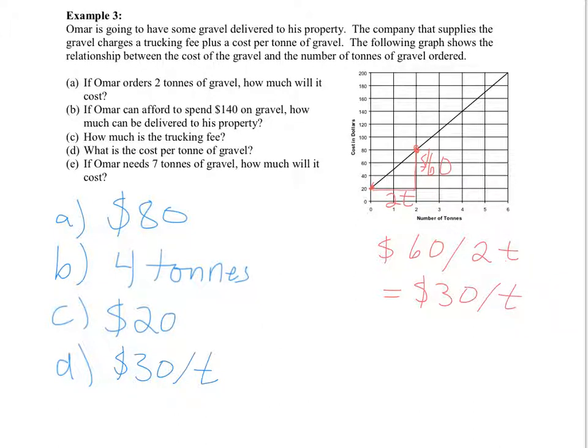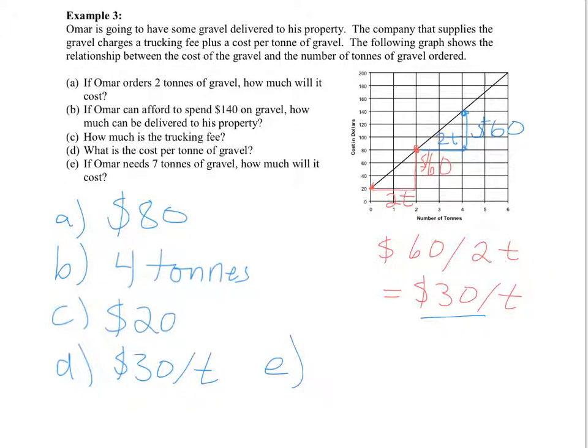Now, the key on this is just to remember that because of the trucking fee, it starts here, and 2 tons of gravel is going to cost an extra $60. If we did it again and went to 4 tons of gravel and used this point here, we would find the same difference. From here to here is 2 tons, and from 80 to 140 is again a $60 increase in cost. So what you notice is that this line has the same steepness. If you pick any 2 points, the difference in cost to the difference in tons always works out to $30 per ton.